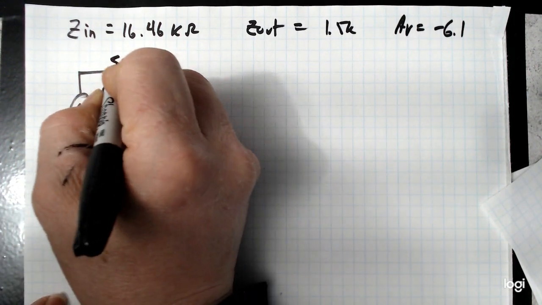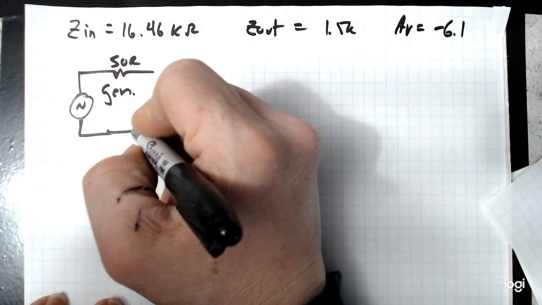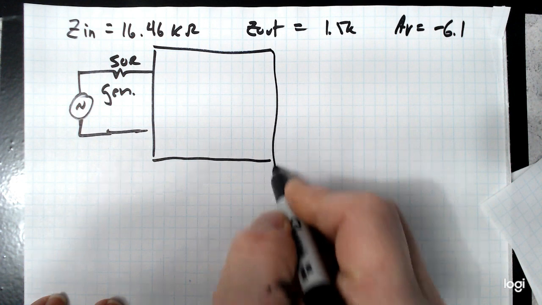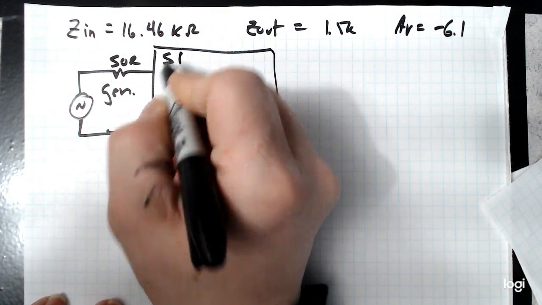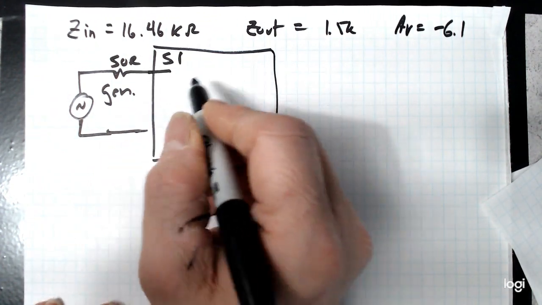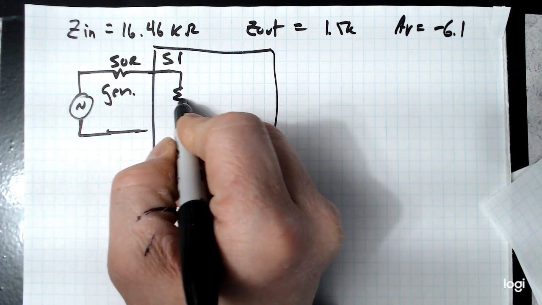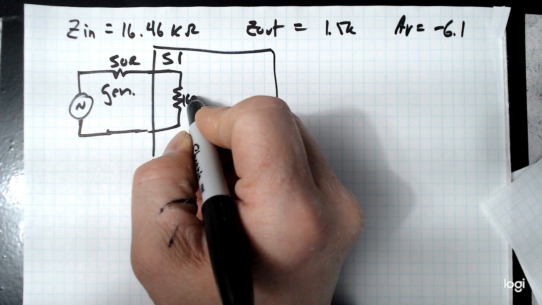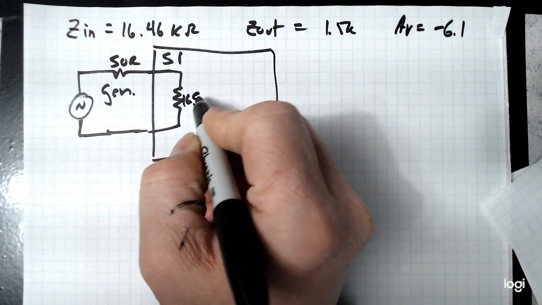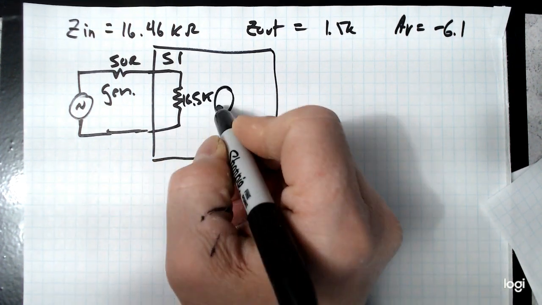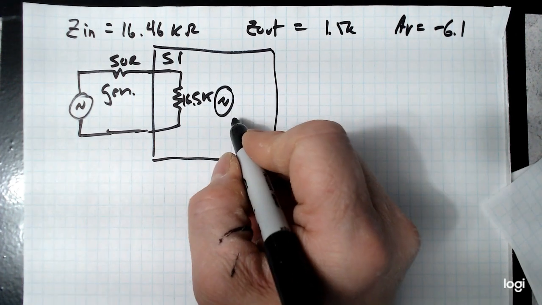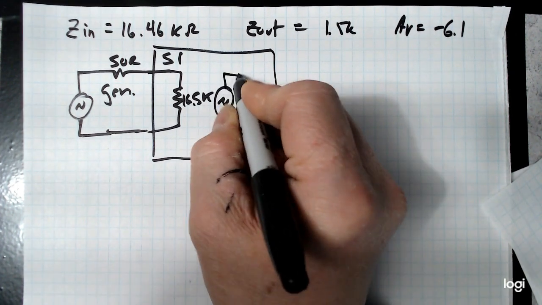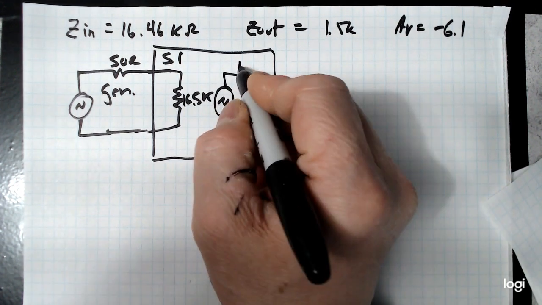which has a 50 ohm output impedance. That gets connected to stage 1, which is going to have a Z in of 16.5K. It has a voltage amplifier, which is minus 6.1 times V in, and a Z out of 1.5K.